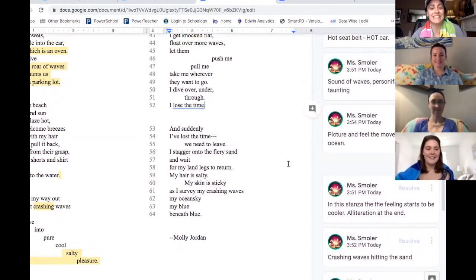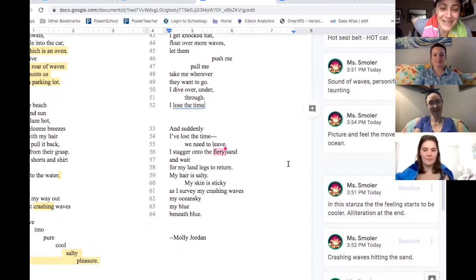The first word that stands out to me is fiery. And then some of the awesome adjectives that come after that, like salty and sticky. So I'm vividly picturing Molly Jordan, thanks Miss Graham for jumping in there, walking to the car after a day at the beach. That feeling of you've been in the ocean all day and now you're hot and sticky and it's time to go and you're maybe not feeling so cool anymore.